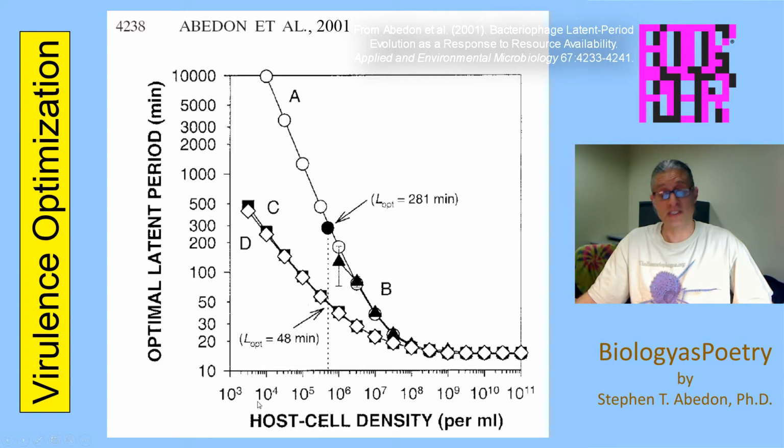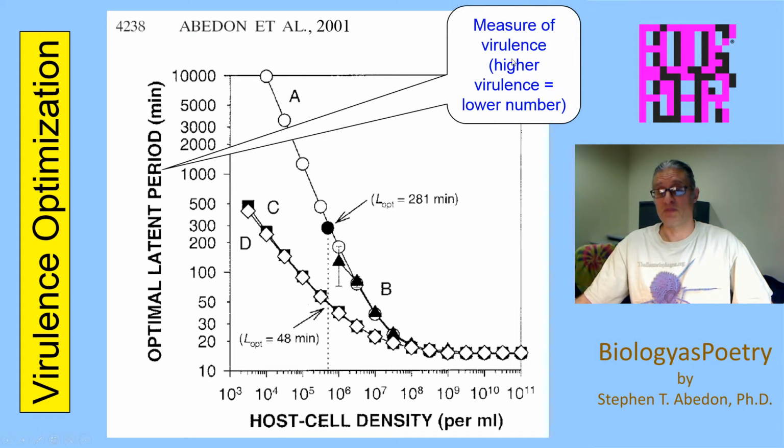As host cell density declines, there are fewer opportunities to find new hosts. You have selection for higher latent periods, which correspond to higher burst sizes per infection and correspond to a lower level of virulence displayed by this parasite.